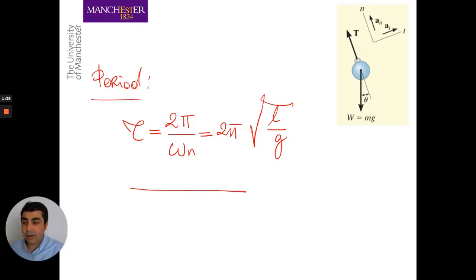Galileo was actually the first to observe this behavior, which is that the period is only a function of the length of a pendulum. So it is not a function of mass.